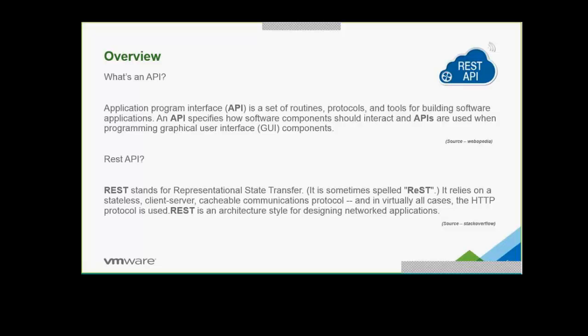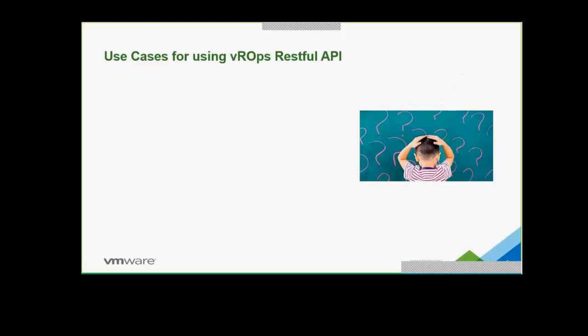REST API is a form of API which is used in most VMware products, and same is the case with vROps. It's a representational state transfer API wherein you basically transfer the state of your commands into the GUI using HTTP protocol. And we'll be looking at how we utilize that today with vROps.